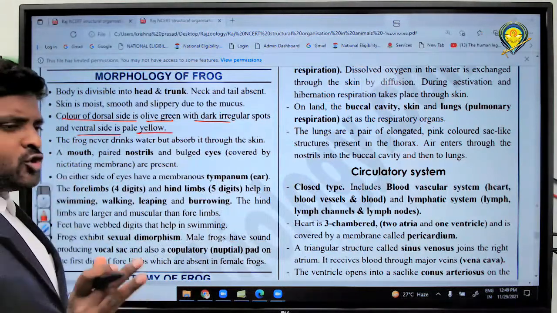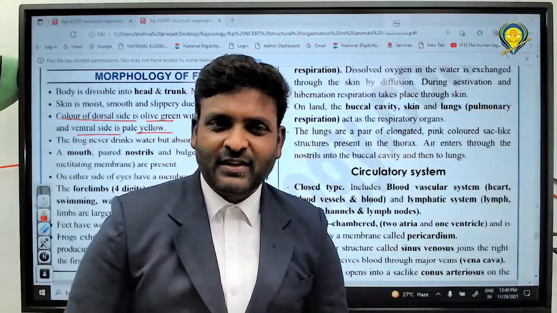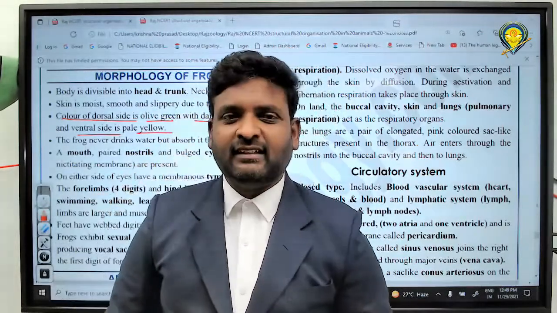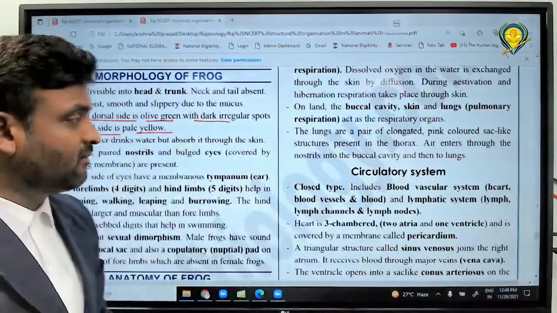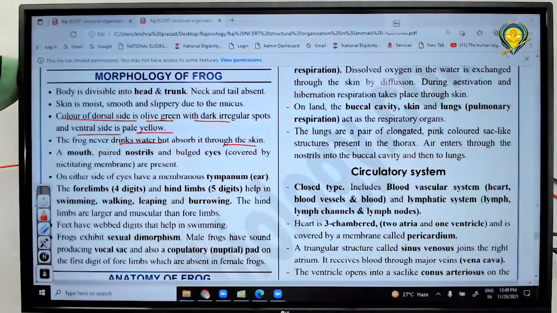And next one, you know the statement: frog never drinks water, but they can absorb through what? Skin. They can absorb through skin. That's what they are mentioning here. Never drinks water, but absorbs through skin.